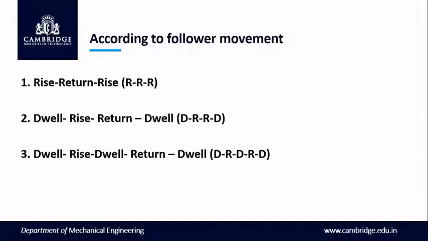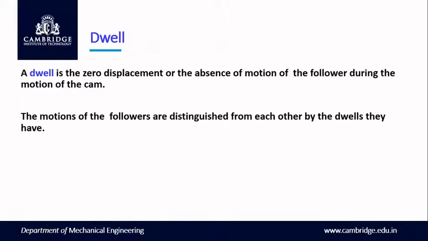According to follower movement, we have rise-return-rise, dwell-rise-return-dwell, and dwell-rise-dwell-return-dwell. These are the three follower movements. Here I would like to express what I mean by dwell. Dwell is a zero displacement, or we can say there is no motion at all for the follower during cam rotation. The motions of the follower are distinct from each other by the dwell they have. One can say dwell means even though the cam may have some motion, the follower doesn't have any corresponding motion.